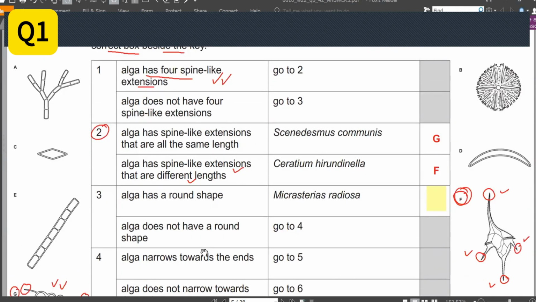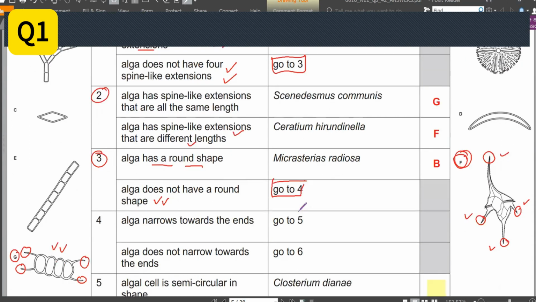Next, coming back to here, alga that does not have 4 spine-like extensions. Going to 3 here. Alga has a round shape. Straight away, we can relate to this here. Round shape. Straightforward. B. Next. Alga does not have a round shape. Go to 4. So now we go to 4. Alga narrows towards the end. So the end points are narrow.